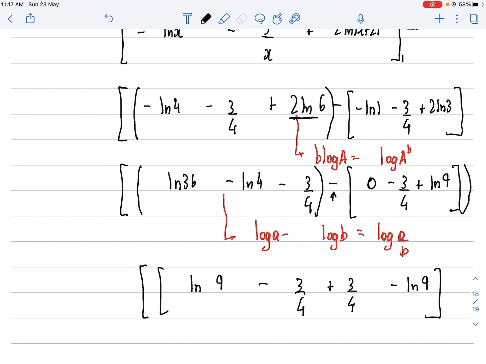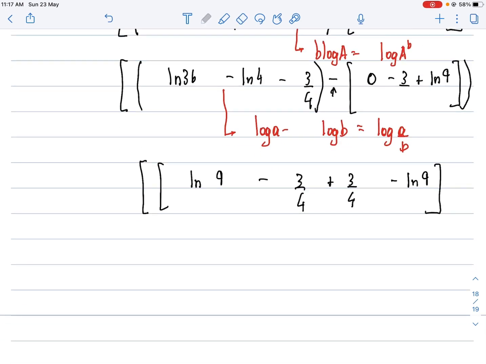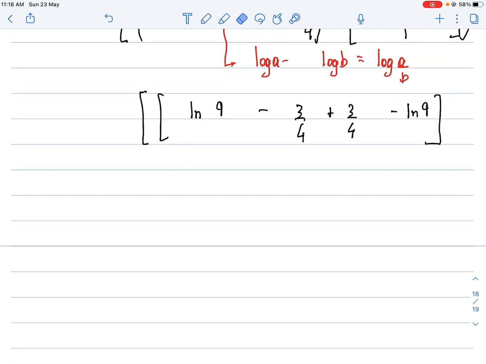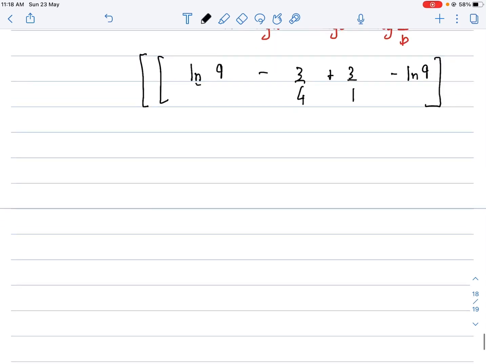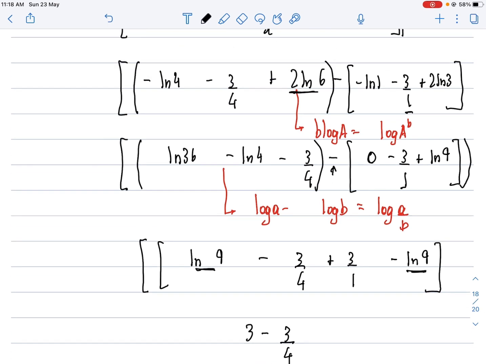Okay, a small error we've done. This is not 3 over 4, this is only 3 over 1, which is basically 3. Everything else is, I think, perfect. Now I can cancel ln 9 to get 3 minus 3 over 4. Now I can simply solve this on my calci. 3 minus 3 over 4 is 9 over 4, which is the final answer of my question. So sorry for the small error here, of the 1.